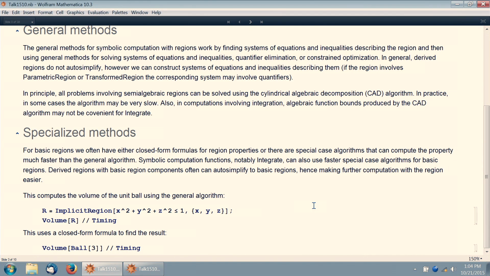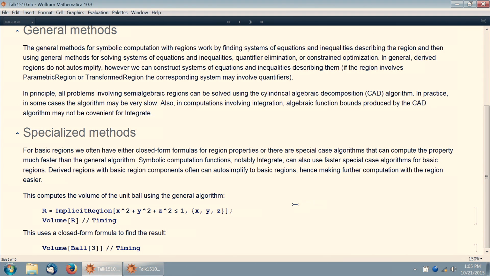So for basic regions, if we are thinking just about the 36 special region types that we have, we often have closed form formulas for computing region properties, or for integration over the region, or we can auto-simplify regions constructed with basic regions. And those formulas usually match. Using the formulas for special methods is usually much faster than using the general method.